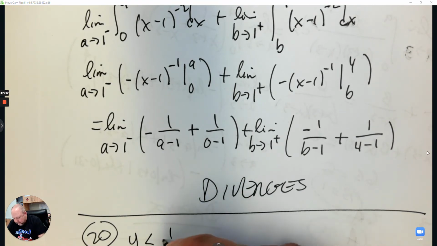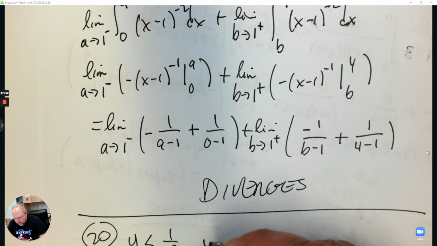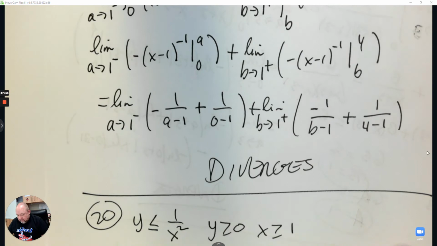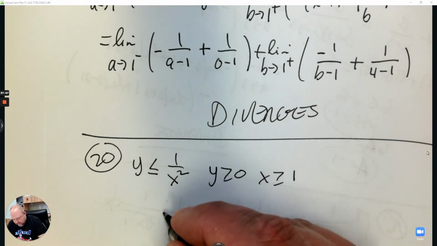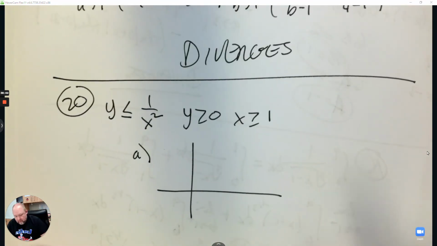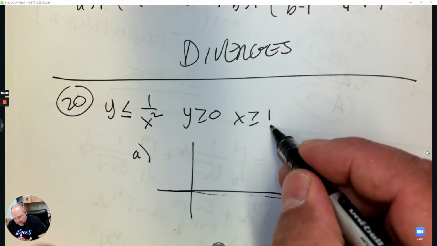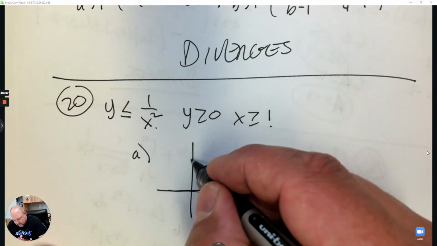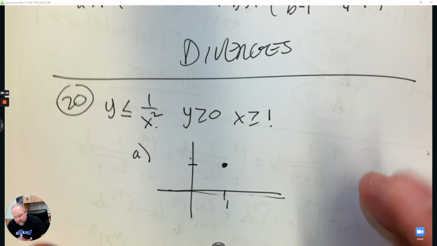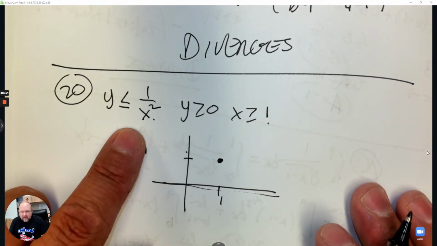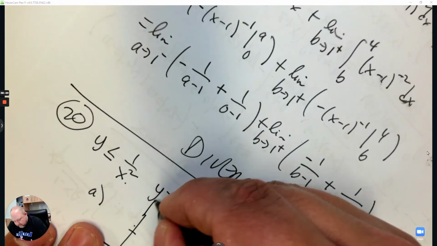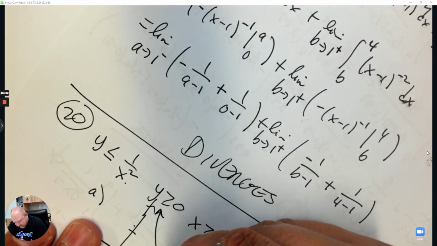y is less than or equal to 1 over x squared. y is greater than or equal to 0. x is greater than or equal to 1. So first of all, sketch the region that you see. All right, so we have y equals 0, x equals 1. Plug in 1 and the answer is 1. And then what about 1 over x squared? What's happening at 0 is an asymptote. So this is going to infinity on one side, and then it comes down like this.